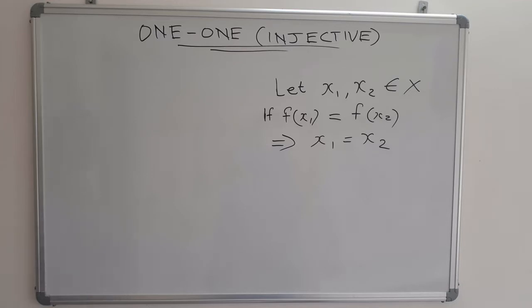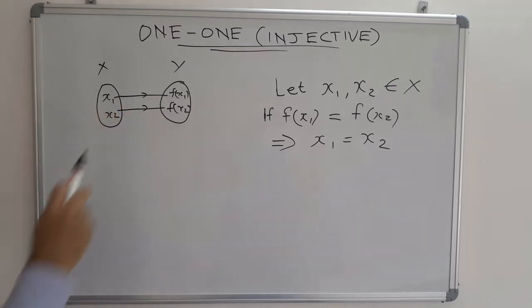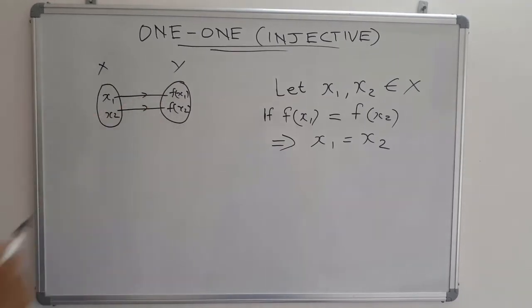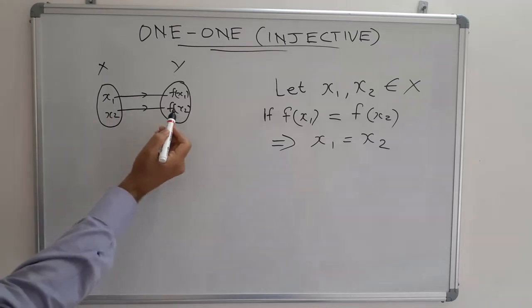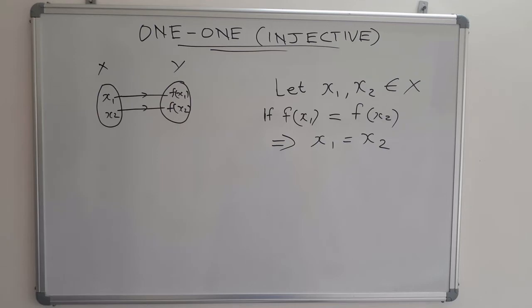That's like this. If we have x1 and x2 as two elements in the first set x, then if f of x1 is equal to f of x2, and that implies x1 equal to x2, then it is a one-one function. Let me explain this. We can think of that definition like this. So we have two elements in the first set and they are mapped to the second set, and as per function definition, when we put x1, we'll get f of x1 in the second set, and if we put x2, we'll get f of x2 in the second set. So as per this definition, if f of x1 equal to f of x2 implies x1 equal to x2.